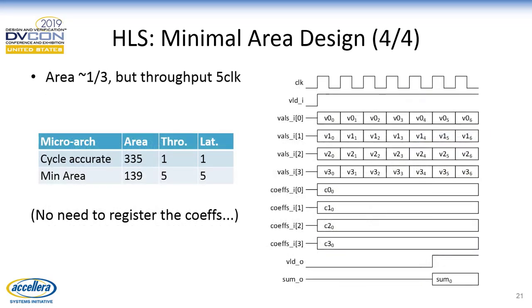So the area of this is 139. So it's roughly 1/3, but the throughput is 5 clocks instead of 1 clock. So you can see that there's a trade-off here, and depending on what the design is, we can afford this trade-off or not.